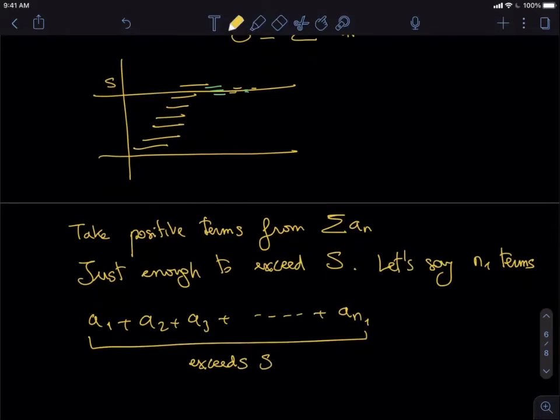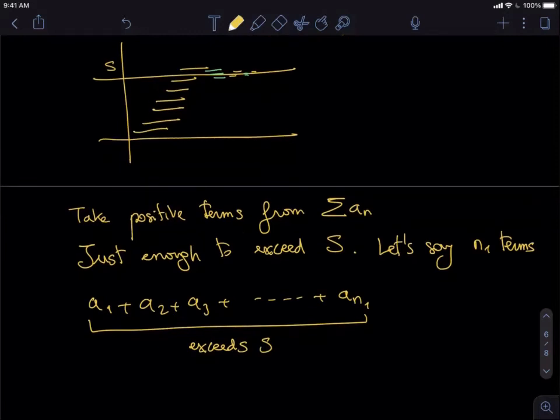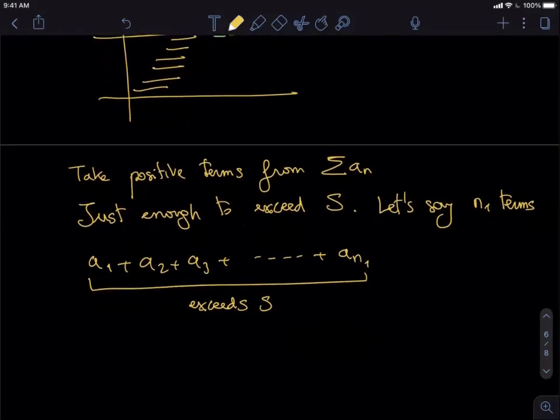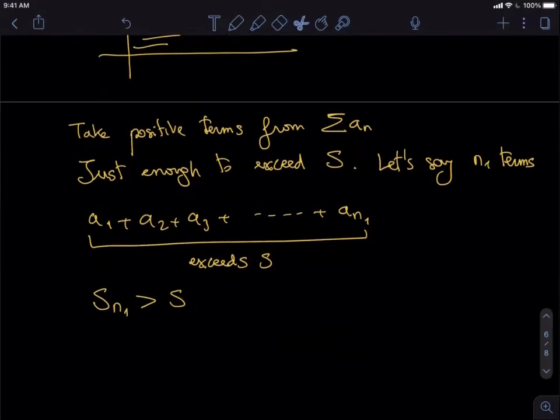Now, here what we have is that the partial sum Sn1 is bigger than S. And we can always do this because we know that the sum of the positive terms is a divergent series. So just keep adding positive terms. Know for sure that at some point we will be above S. Now, once we exceed for the first time, we are going to start adding negative terms in order.